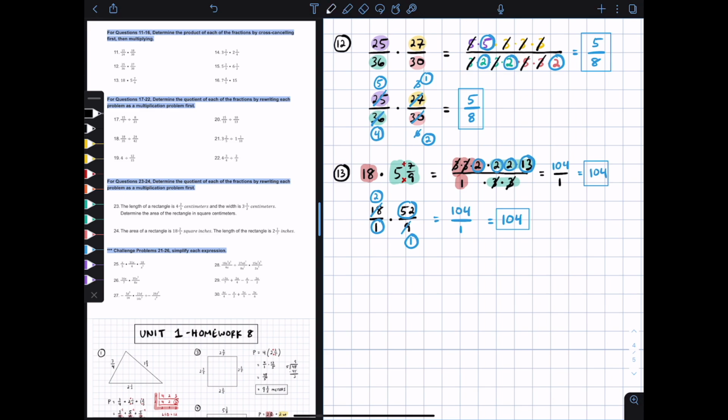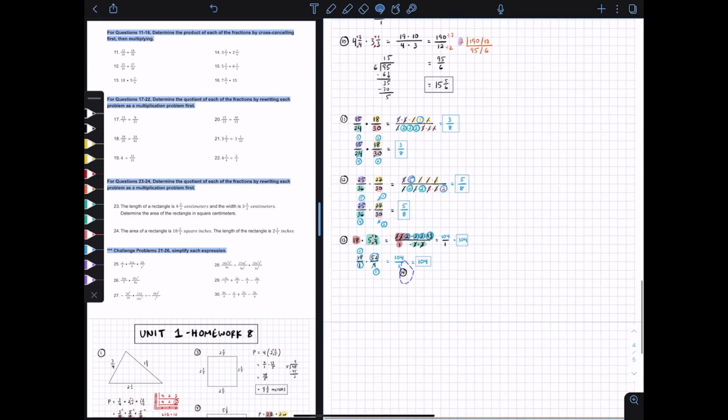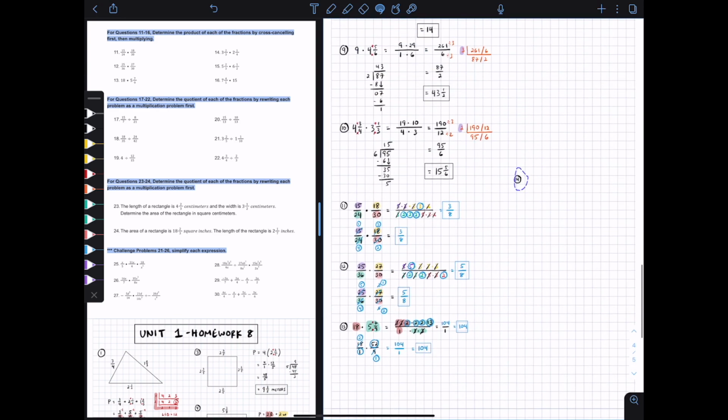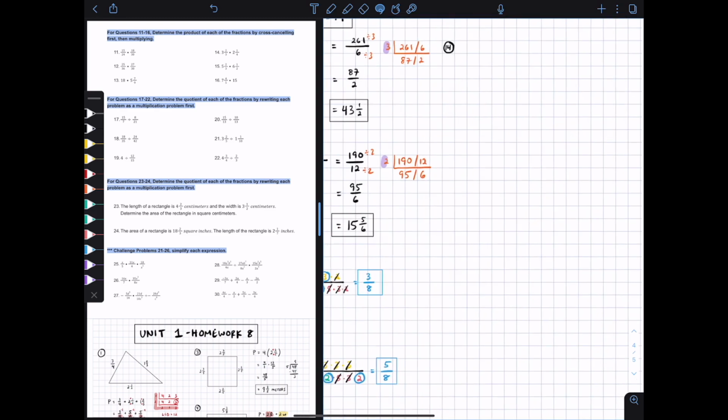That was 13. Let's try 14 here. For 14, we have 3 2/3. Let me go ahead and write it down. Actually, let me skip another line. Will I have enough space to fit it? Maybe not. All right, I won't be greedy. Let's move this up here. That should be enough space.